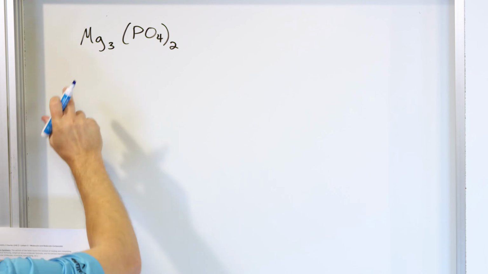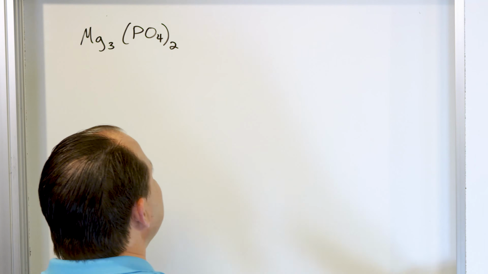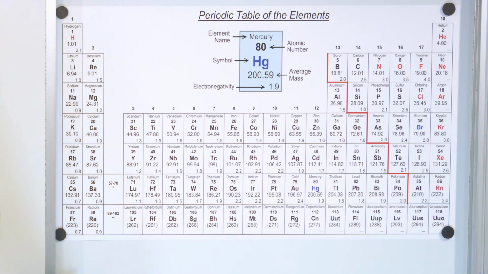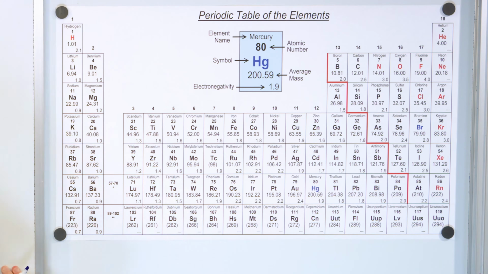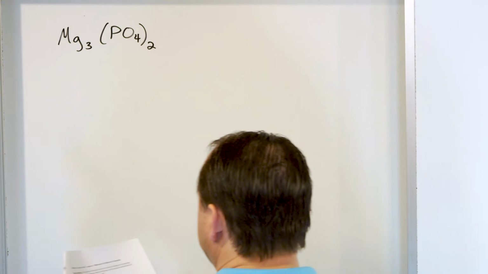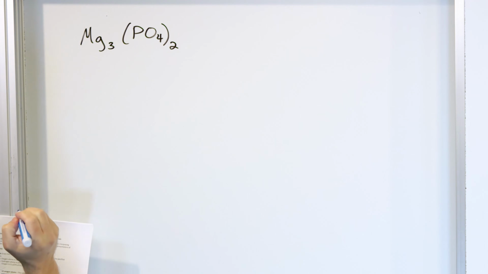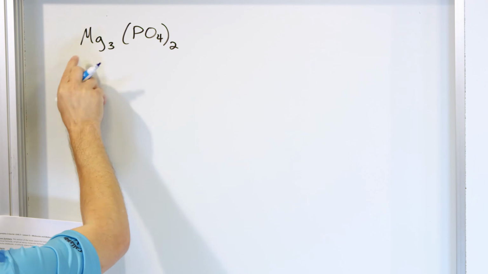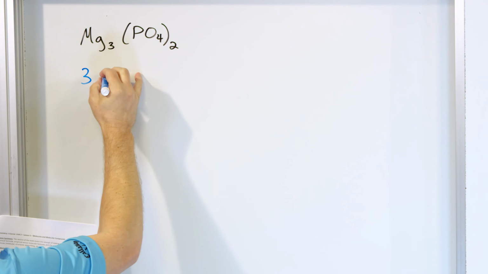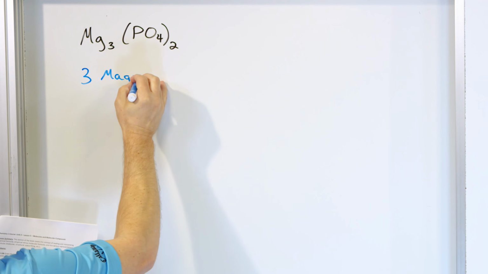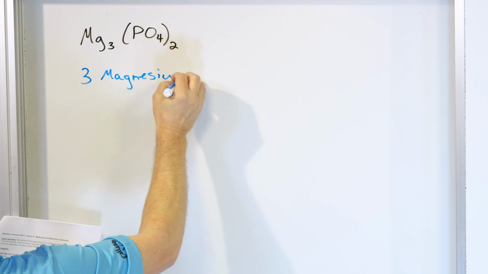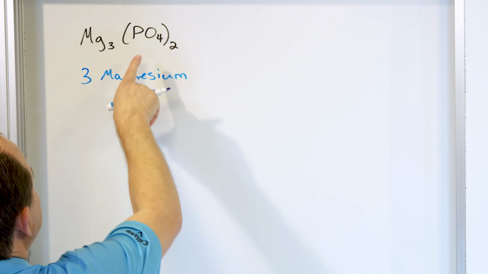So Mg, if you're not sure, what is Mg on the periodic table? You go over here and you find Mg and you read that it's magnesium. That makes sense. It seems to line up with magnesium. So how many magnesium atoms do we have? The number 3 is there, so we have 3 magnesium atoms.